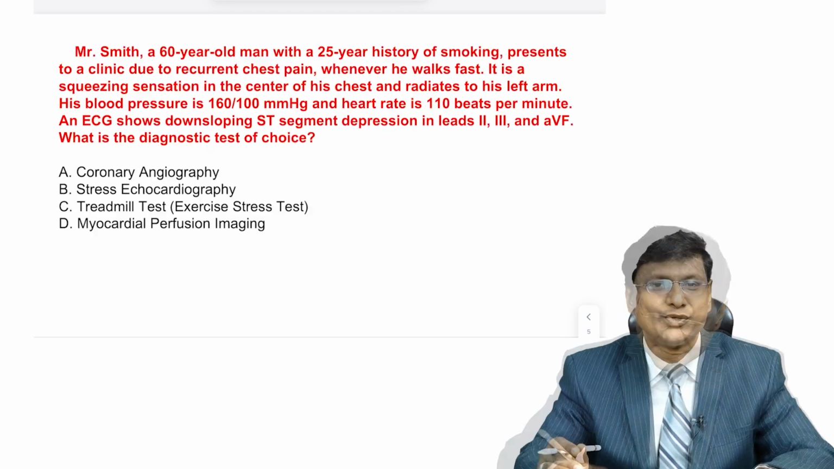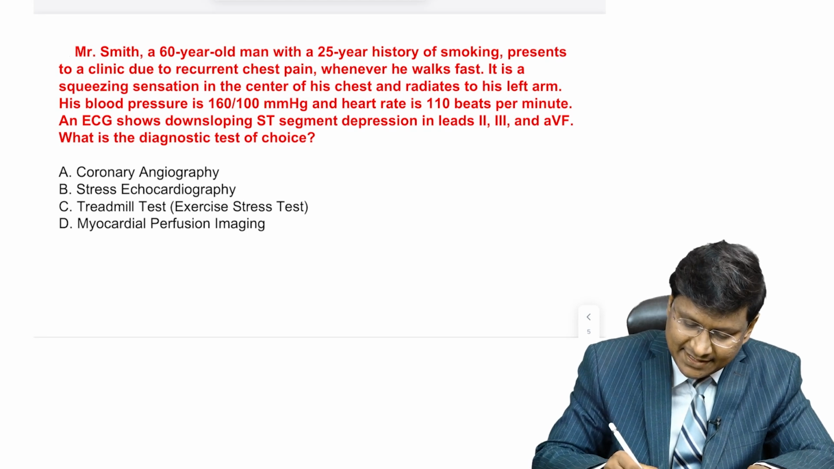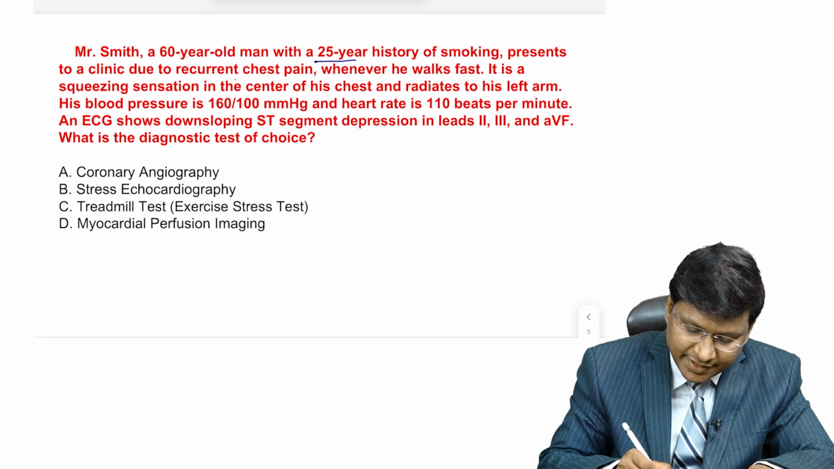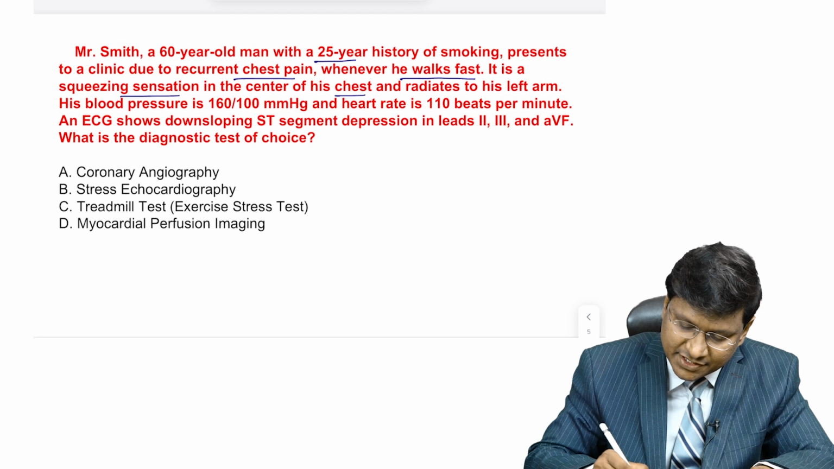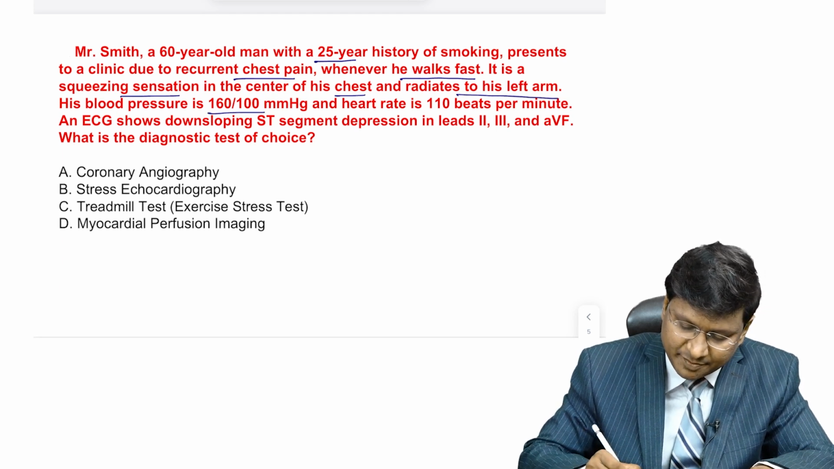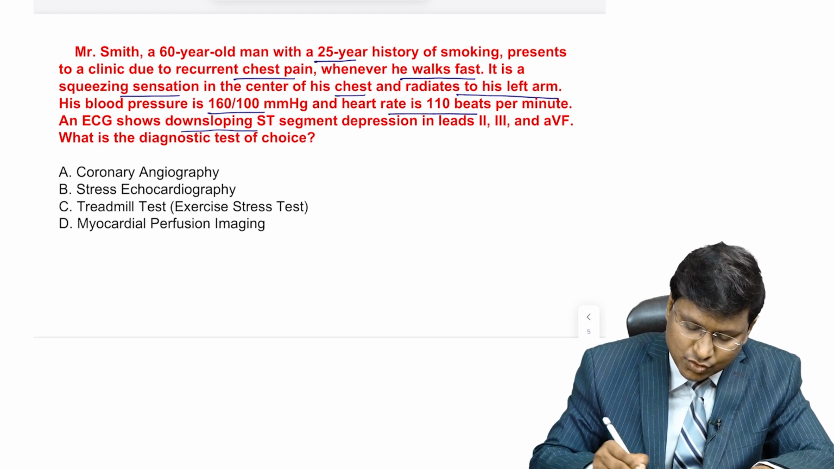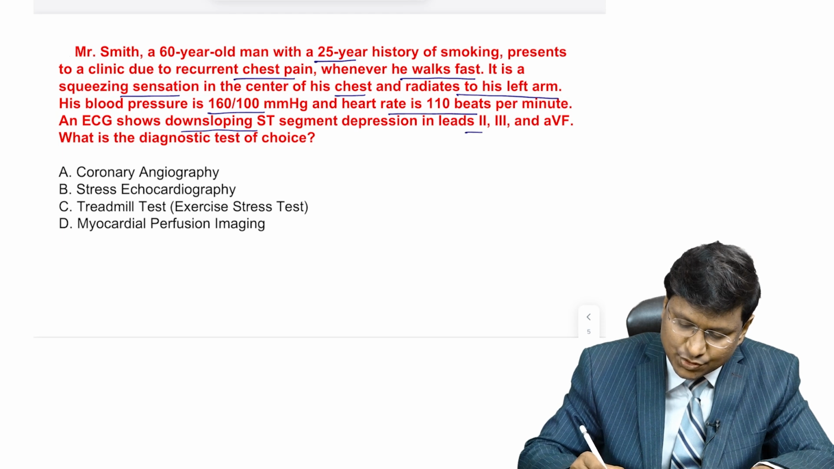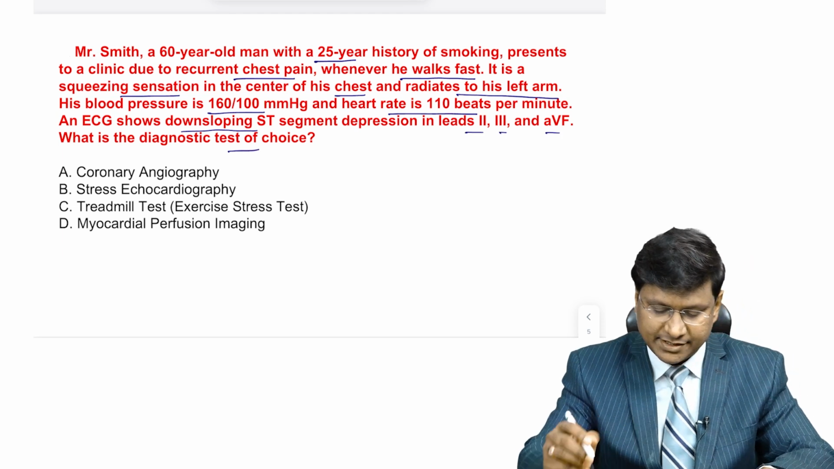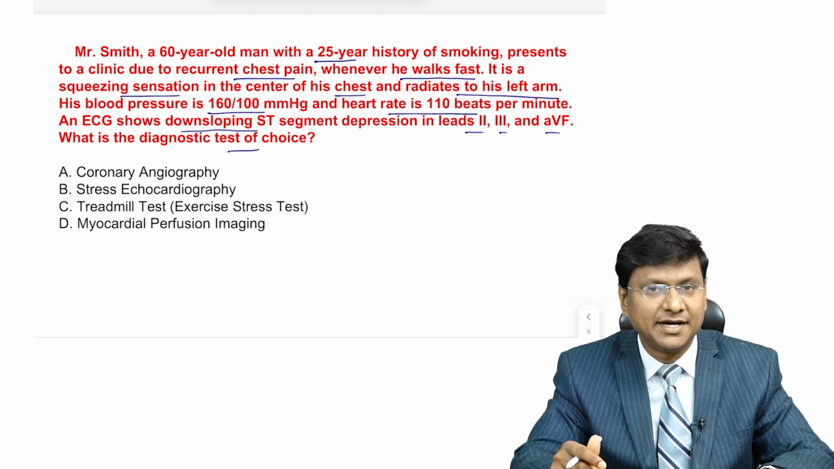So the first question is, we have a 60-year-old patient with a history of 25 years of smoking, who presents to the clinic due to recurrent chest pain whenever he walks fast. It is a squeezing sensation in the center of his chest and radiates to his left arm. His blood pressure is 160 by 100 millimeters of mercury and the heart rate is 110 beats per minute. The ECG is showing downsloping ST segment depression in leads 2, 3 and aVF. What is the diagnostic test of choice? The coronary angiography, stress echocardiography, the treadmill test, or the myocardial perfusion imaging.